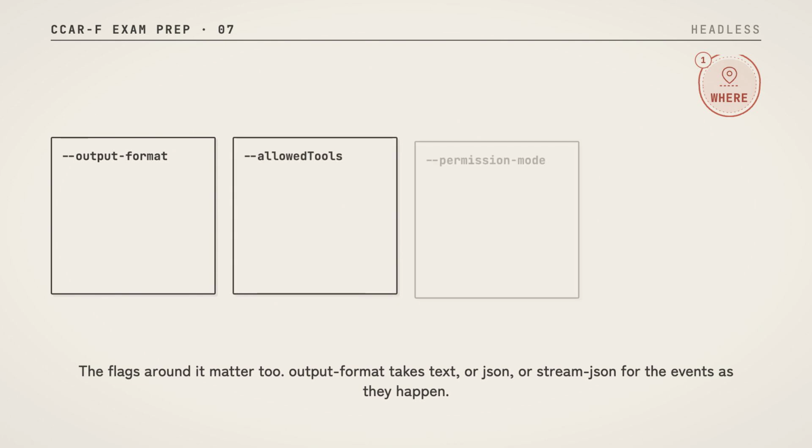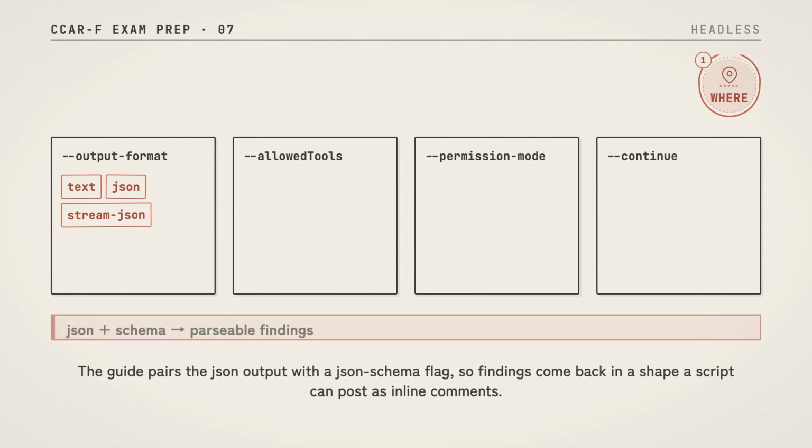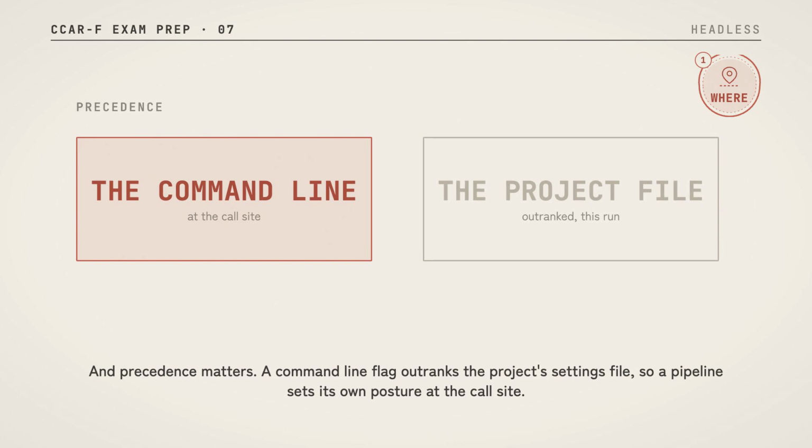The flags around it matter too. Output format takes text or JSON or stream.json for the events as they happen. The guide pairs the JSON output with a JSON schema flag, so findings come back in a shape a script can post as inline comments. Allowed tools narrows what the run may call, permission mode sets its posture, and continue picks up where the last session stopped. And precedence matters. A command line flag outranks the project's settings file, so a pipeline sets its own posture at the call site.